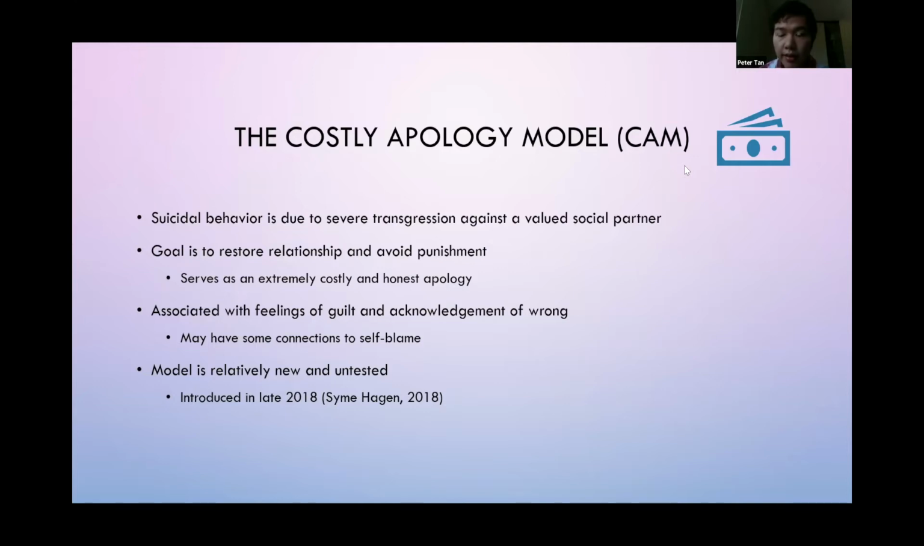For the bargaining model, is their goal not to successfully commit suicide? Yes, their goal is not to have a successful suicide, it is to gain social support. And that is also similar to the costly apology model.